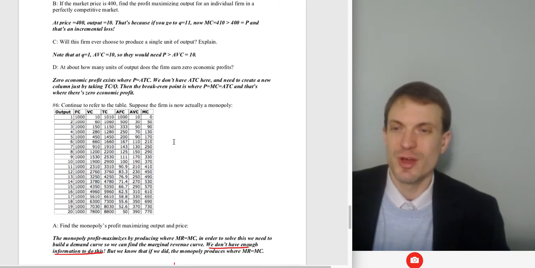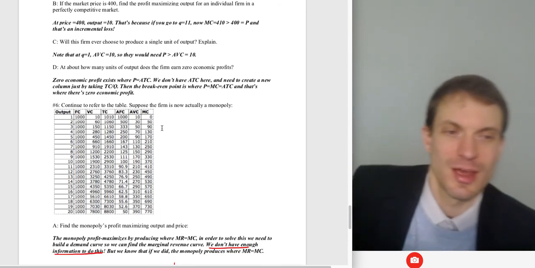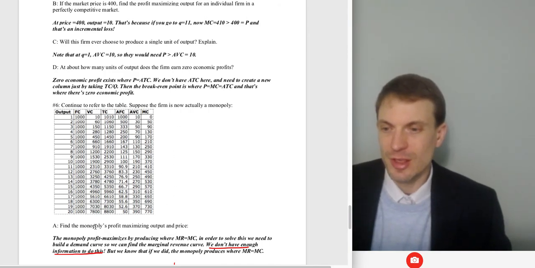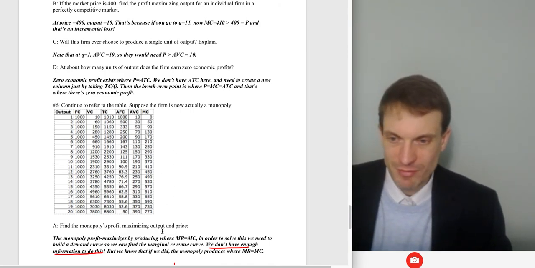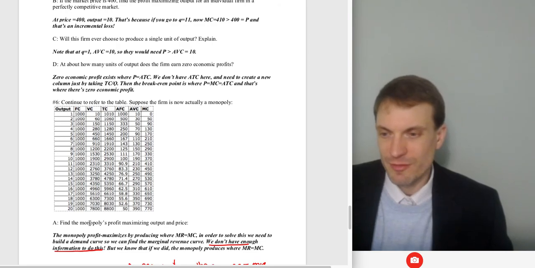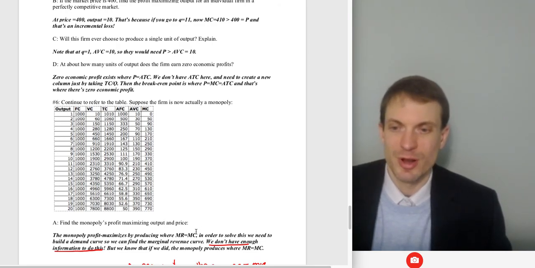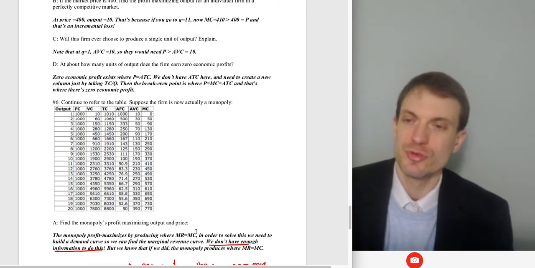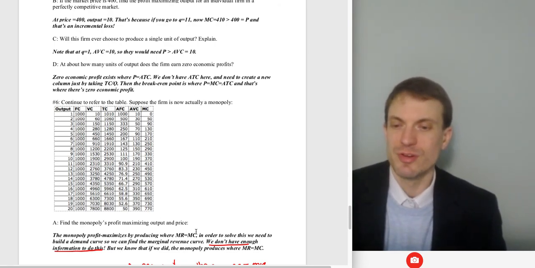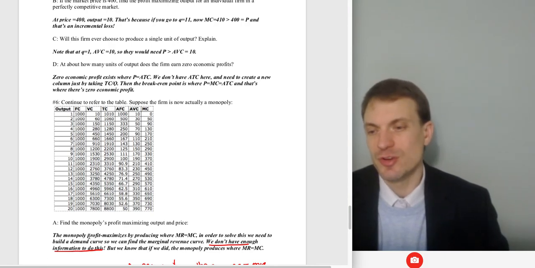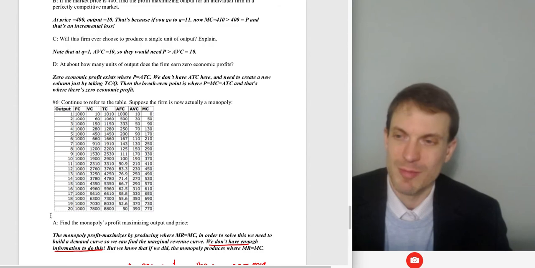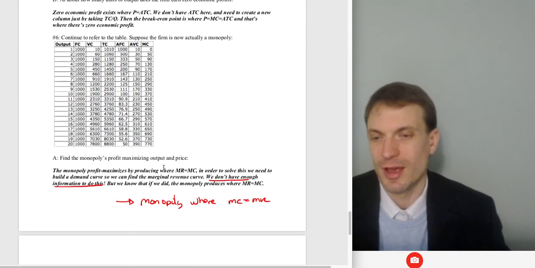For this last one, I didn't give us the demand. So we need a demand curve to be able to assess this. So I say, find the monopoly's profit maximizing output and price. We at least need the monopoly's marginal revenue. The monopoly is going to produce where marginal cost is equal to marginal revenue. We don't have enough information. We don't have the demand curve. We don't have the marginal revenue curve. Typically, I would give us a demand curve or a marginal revenue curve so you're able to solve this, but I didn't do that.